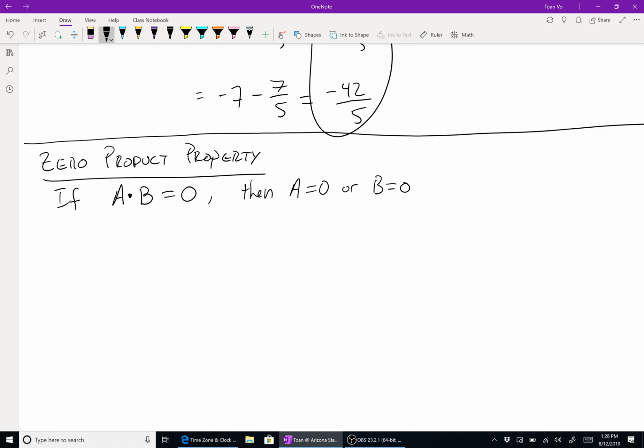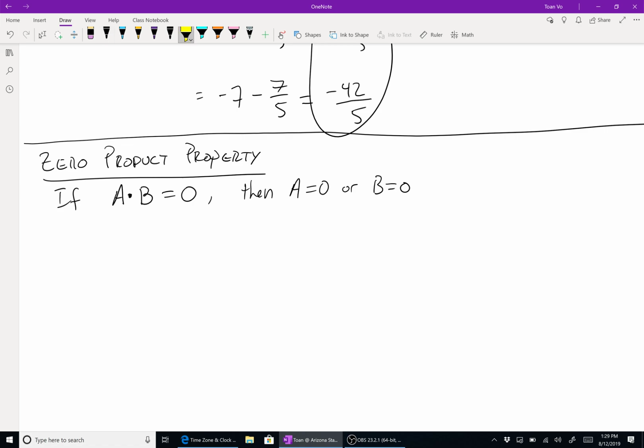Why is this so important to solving polynomials, not necessarily just quadratics? Is because it allows you to break down problems into manageable pieces. And that's what makes polynomial equations hard. You're dealing with x cubes, x to a fourth, x to a fifth. Those are hard problems. Zero product property allows you to chop them up.